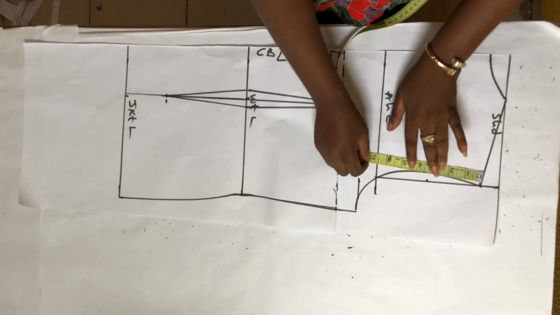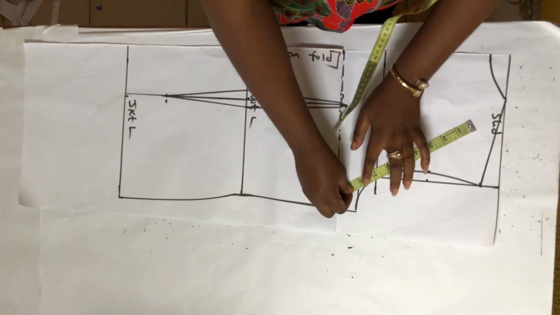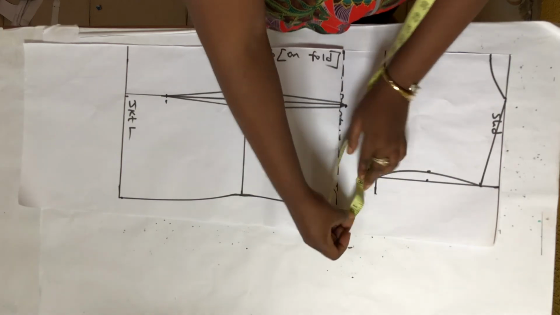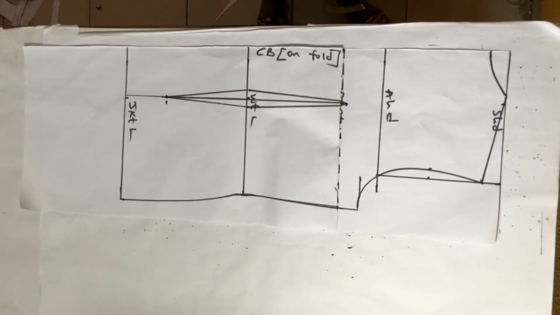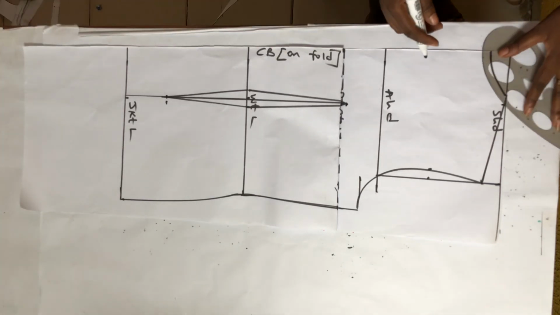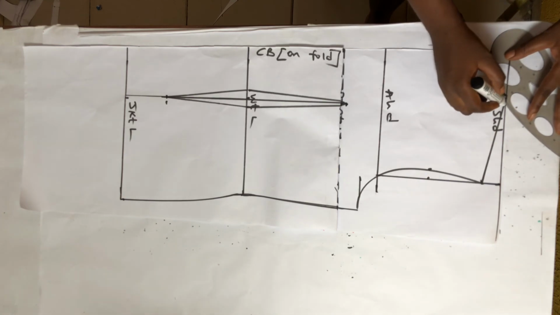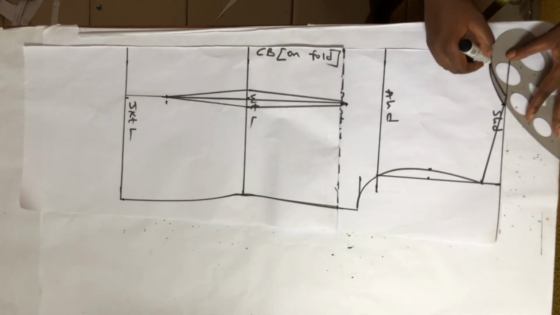I want to confirm my armhole. I need 10 inches. I have 10 inches here. It's correct. I'm going to measure a 0.5 on the shoulder line from my neck width and draw it back into my 1 inch.